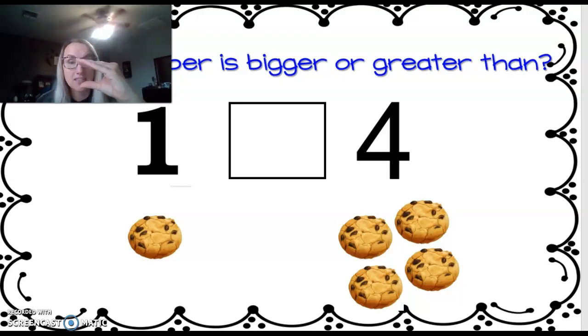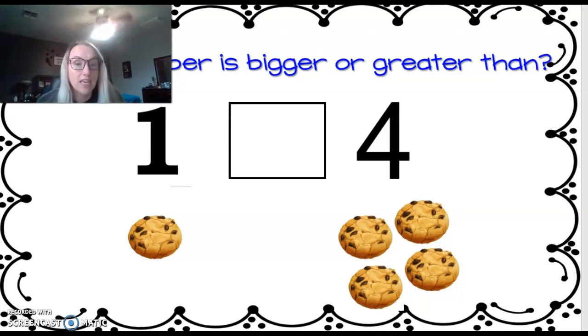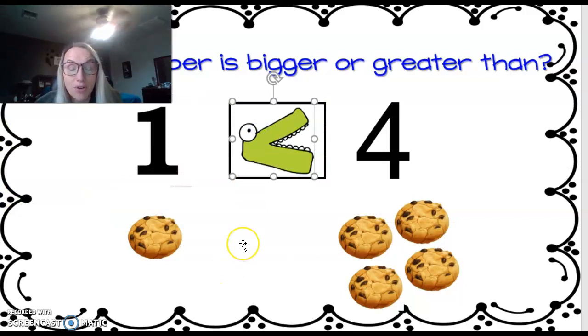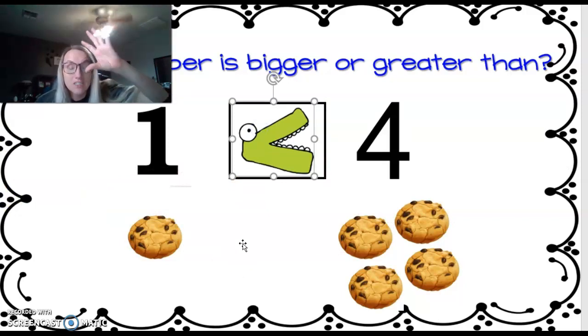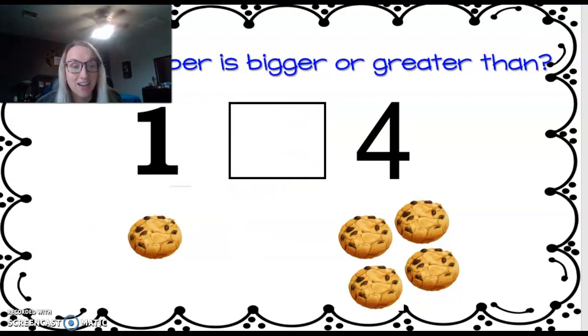Is it going to be like this? Or is it going to be like this? Which one are you going to eat? Would you rather have 1 cookie or 4 cookies? If you decided that you were going to do this symbol, the bigger number is 4. You are right. Great job.